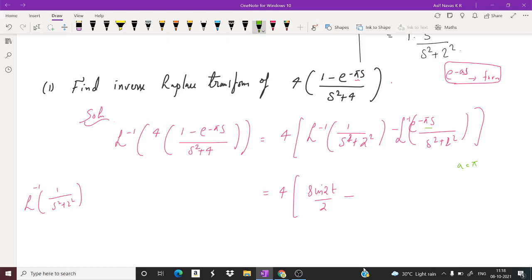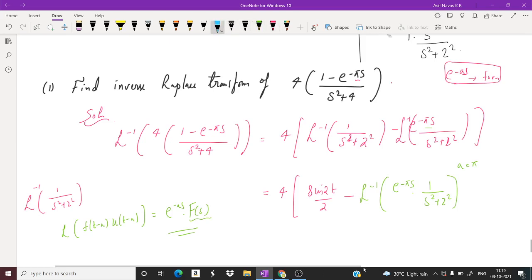Now what is the Laplace inverse of e raised to minus pi s divided by s square plus 2 square? We know that L of f of t minus a into u of t minus a is e raised to minus a s times f of s, right? So the answer is L inverse of e raised to minus pi s into 1 by s square plus 2 square. So f of s here is 1 by s square plus 2 square, right?